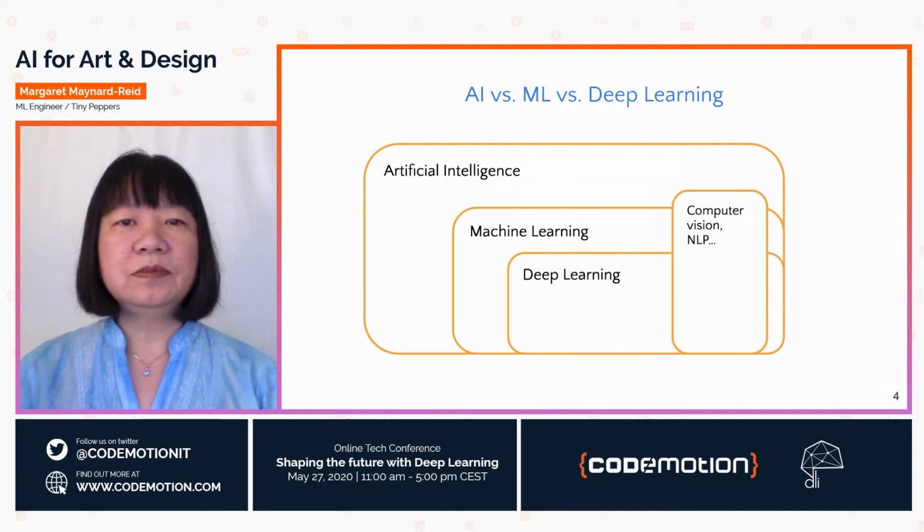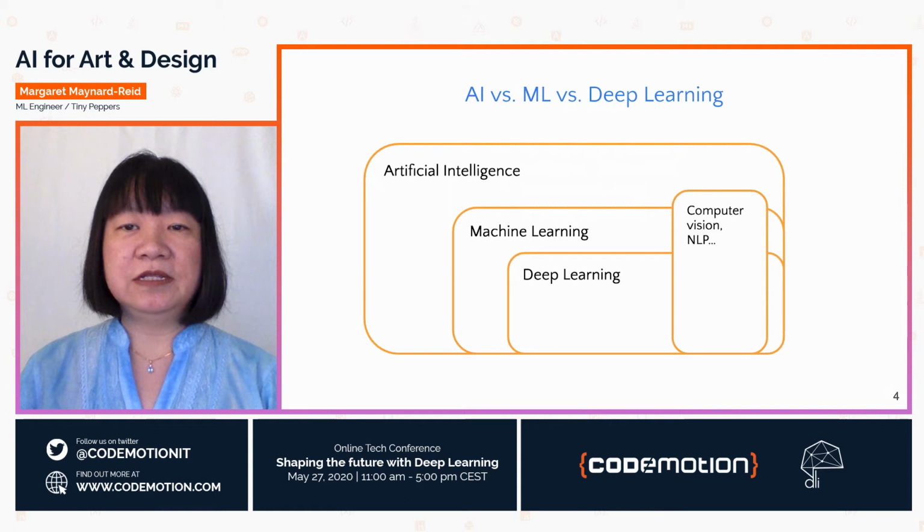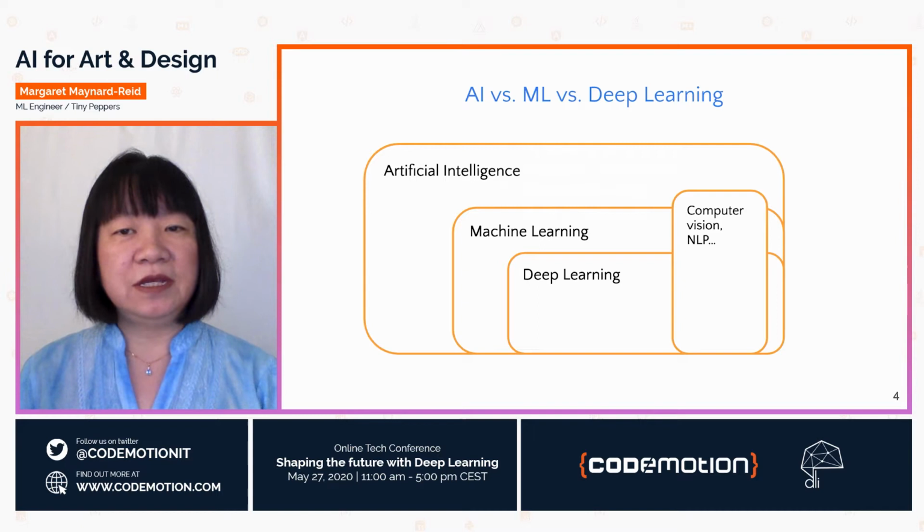We hear these words a lot: AI, machine learning, deep learning, and computer vision. So what's the difference? AI is the broad discipline that aims to create intelligent machines, and machine learning is one way to achieve that intelligence. Deep learning is a subset of machine learning, which has become quite popular in recent years. We can use deep learning, machine learning, or non-machine learning algorithms to solve problems such as computer vision or natural language processing. Computer vision is one way to interpret images with computers.